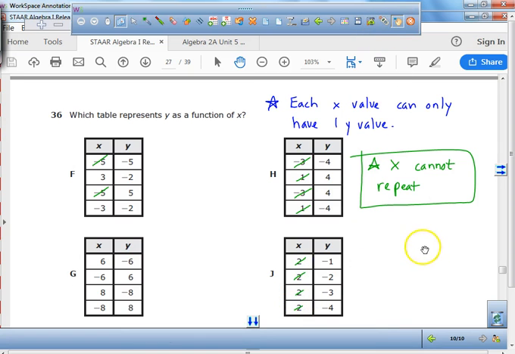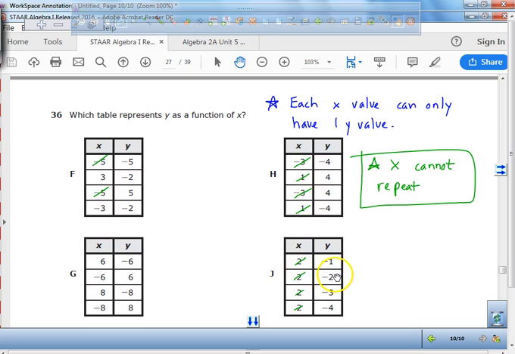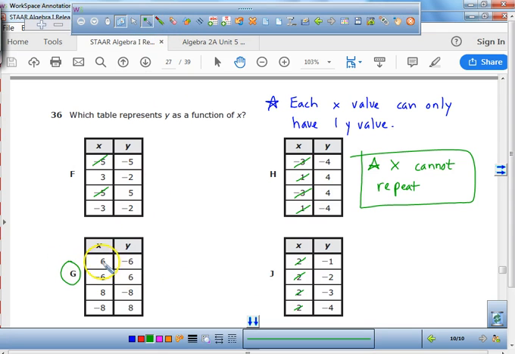Basically, what they're saying is each input can only have one output. If you plug in a 2 and you get a -1, you can't plug in a 2 and get a -2. When you plug something in, you should get one answer, not two different answers for the same number. You shouldn't get two different outputs for the same input. So this is the only one where each x value has one y value. Do you see x repeating? You don't have to worry about the y's right now, you just have to worry about the x's. Each input has one output.